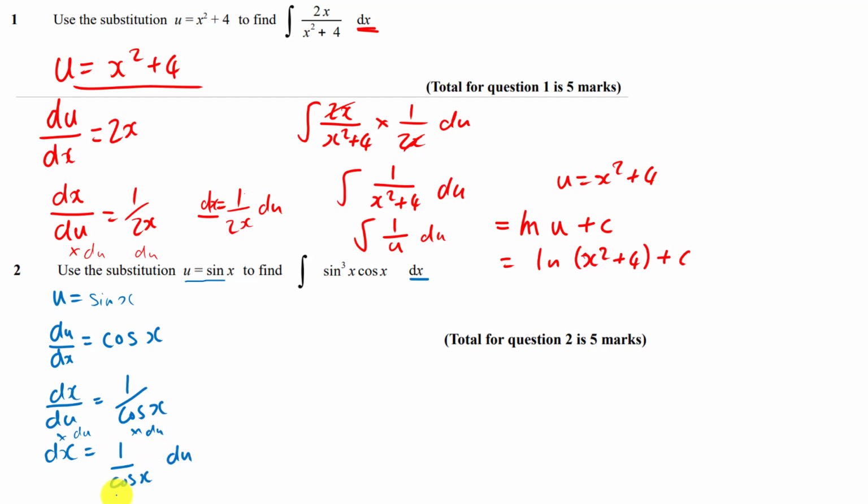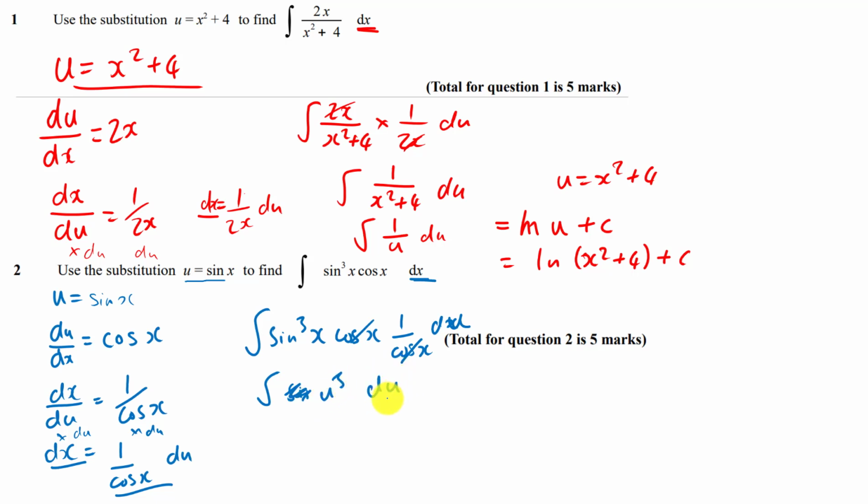So if we swap this with this, this now becomes sine cubed x cos x. We're going to substitute this dx into 1 over cos x du. Now we can see that cancels nicely. And we also know u equals sine x, so this now becomes all in terms of u cubed in respects to du. Happy with that?